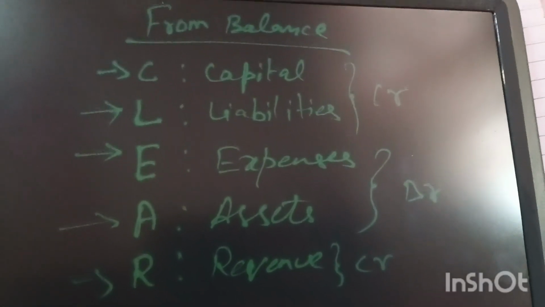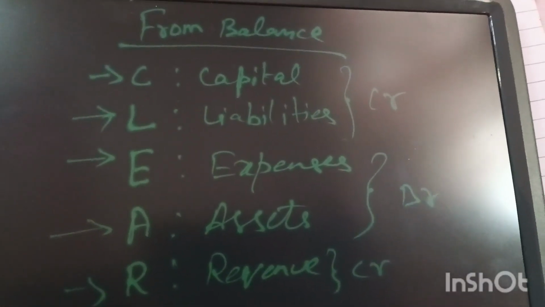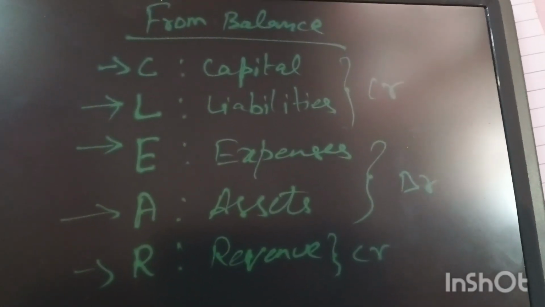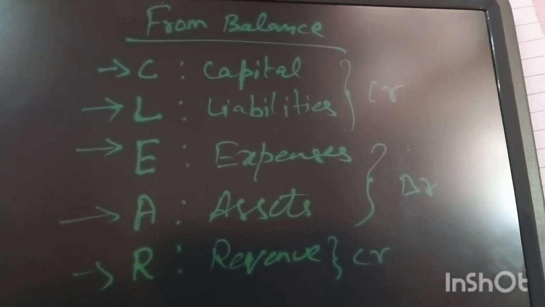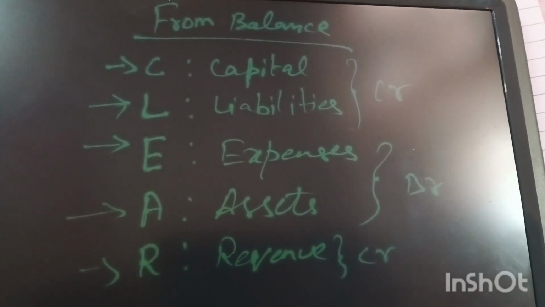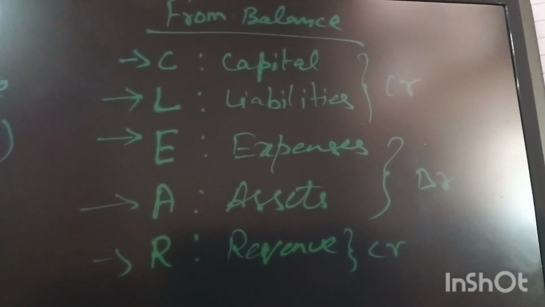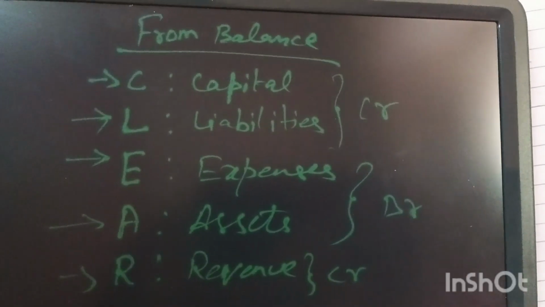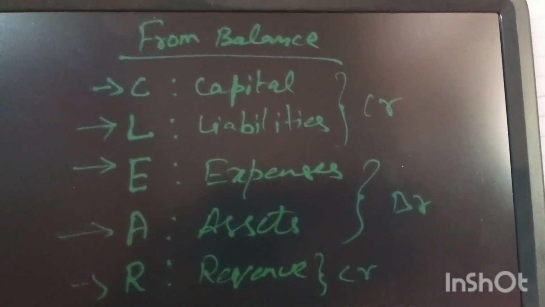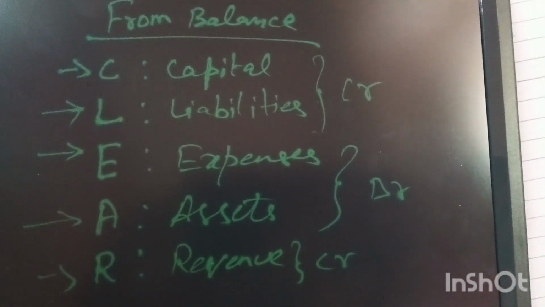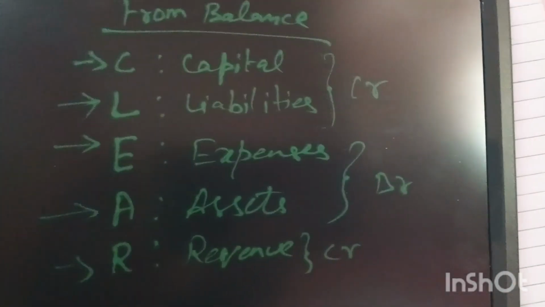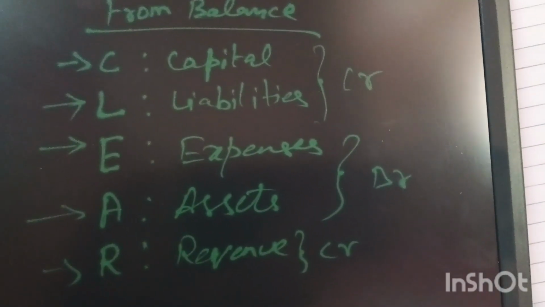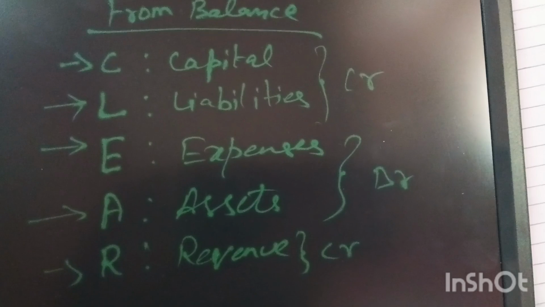From normal balance, capital and liability, all capital and all liability will go on the credit side. All expenses and assets will go on the debit side. Revenue will go on the credit side. So this is a simple trick by which you can learn which item will go on the debit side and which on the credit side. CLEAR, clear. C for capital, L for liability, E for expense, A for asset, and R for revenue.